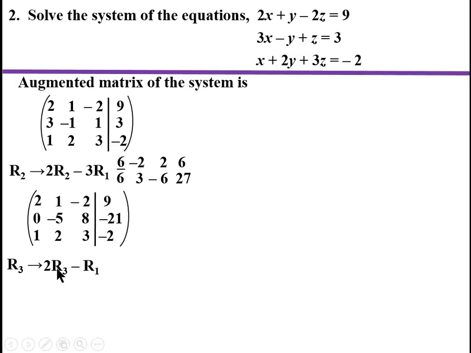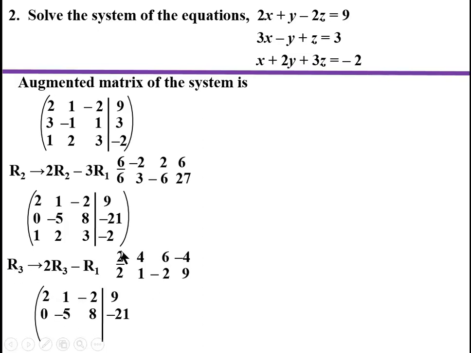So 2 times row 3: 2 times 1 gives 2, 2 times 2 gives 4, 2 times 3 gives 6, and 2 times negative 2 gives negative 4. And row 1 has 2, 1, negative 2, and 9. And the operation is minus, so we subtract. We are maintaining row 1. We still maintain row 1. Also, we maintain row 2.